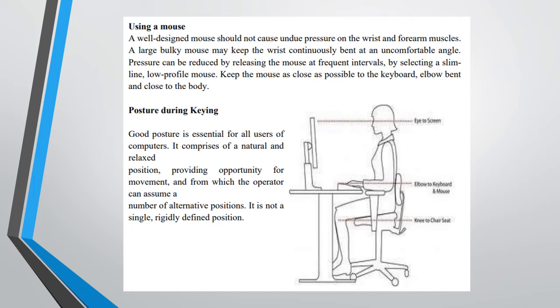Using a mouse. A well-designed mouse should not cause undue pressure on the wrist and forearm muscles. A large bulky mouse may keep the wrist continuously bent at an uncomfortable angle. Pressure can be reduced by releasing the mouse at frequent intervals and by selecting a slim-line, low-profile mouse. Keep the mouse as close as possible to the keyboard, elbow bent and close to the body.